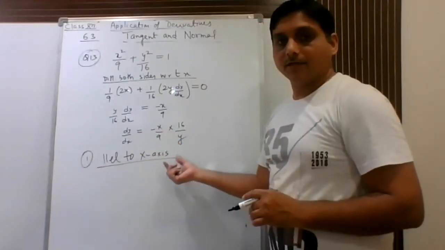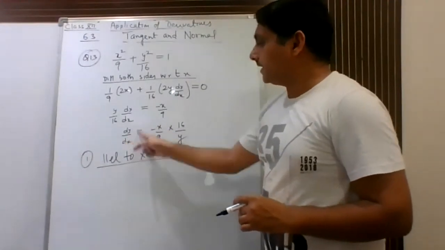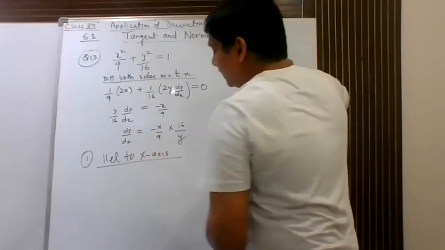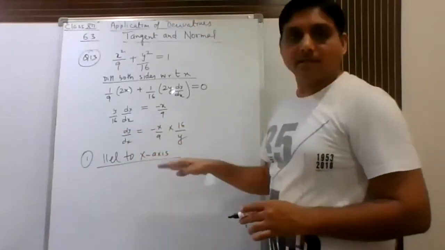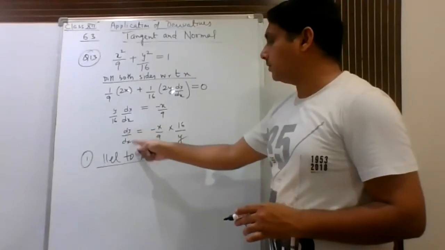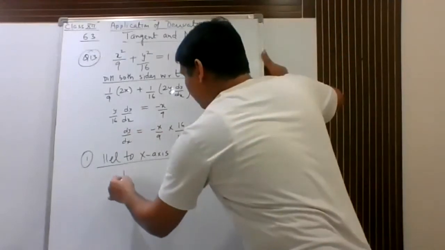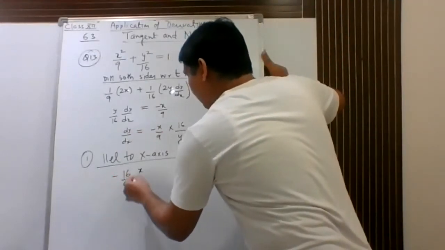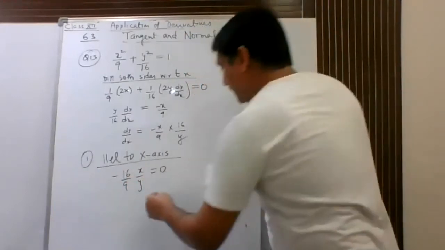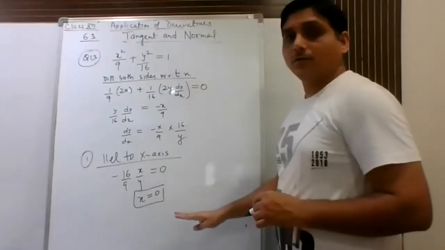So if the tangent is parallel to x-axis, then obviously this dy upon dx will be equal to 0, because if two lines are parallel, then their slopes are equal. The slope of x-axis is 0, and this is the slope of the tangent at any arbitrary point. So we can write 16 upon 9 x upon y is equal to 0. When you solve it further, you will get x as 0.